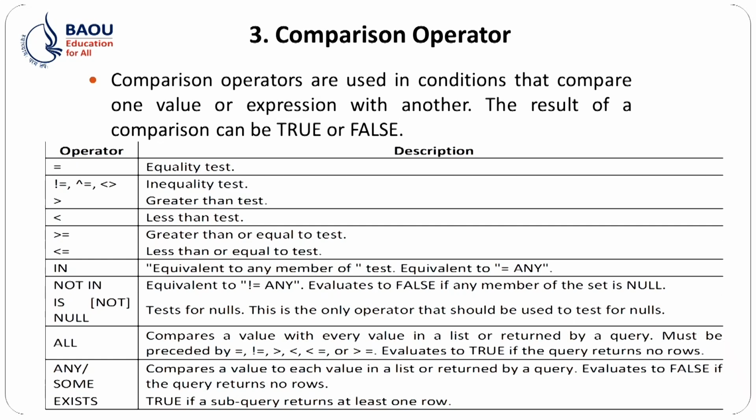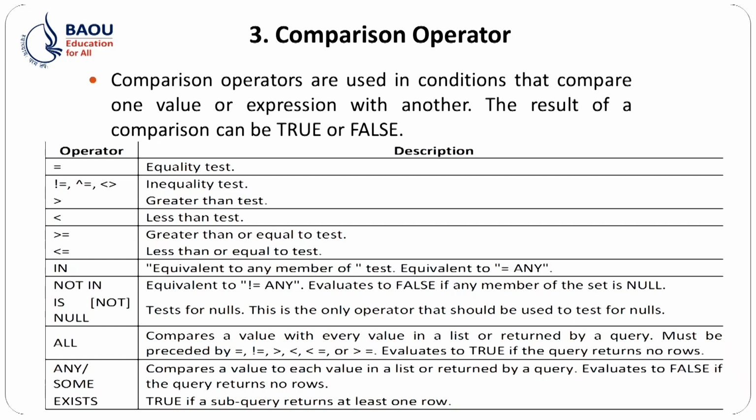which evaluates to false if any member of the set is null. IS NOT NULL is used to test for a null value. If we use null in a query, then this is used. This is the only operator that should be used to test for a null. ALL is used to compare the value with every value in the list or returned by the query.